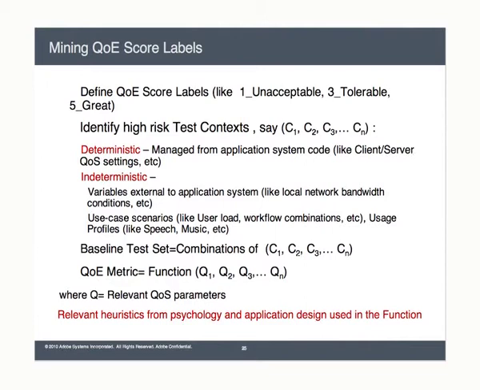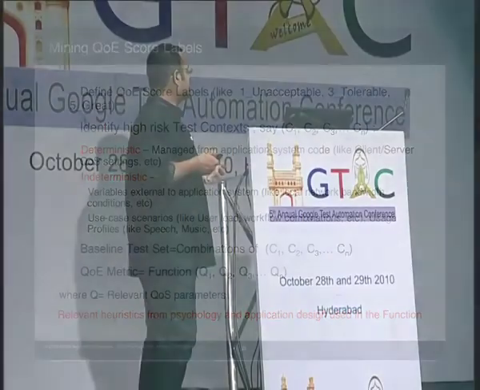As I said, every test baseline is in reference to some context. The context may be deterministic, which can be managed from the application system code. Or the variables may be indeterministic, like user load, or local bandwidth conditions, or usage profile. What kind of media profile is being used? Say using talk, is it a conversation type of exchange, or is it music? When we are doing screen share, is it a fast motion exchange with a lot of colors, or is it a small code review thing where the codec will take different paths depending on the compression options available? So these are the contexts, but the idea is to identify the high-risk context.